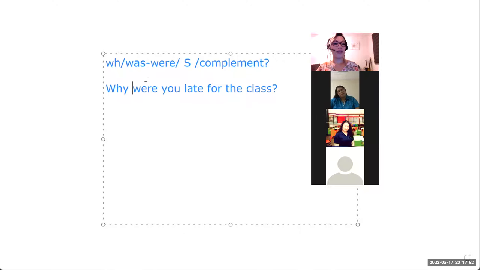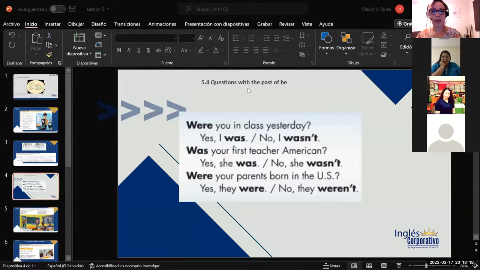Y la única variación en la estructura es que le ponemos la WH word al principio. Y para responder, no las podemos responder con sí o con no, sino que tenemos que dar información. ¿Sí? Eso sería como juntando lo que vimos ayer, más lo que vimos ahora, que son las preguntas. Y aquí tenemos questions with the past of be.